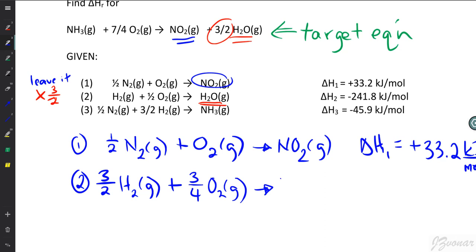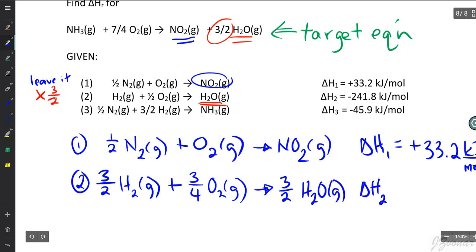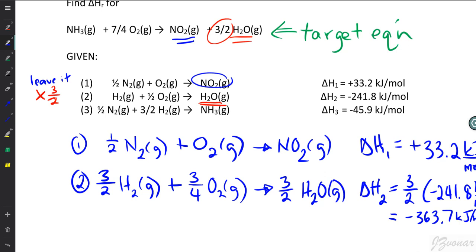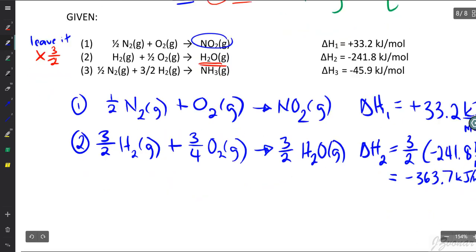And now I'm going to put a 3 over 2 in front of H2O. Now don't forget, you need to apply this multiplier to your delta H value as well. So we've got to go 3 over 2 times negative 241.8 kilojoules per mole. And when we work it out, we get negative 363.7 kilojoules per mole. All right, so 3 times negative 241.8 divided by 2. So make sure you got your calculator nice and handy.